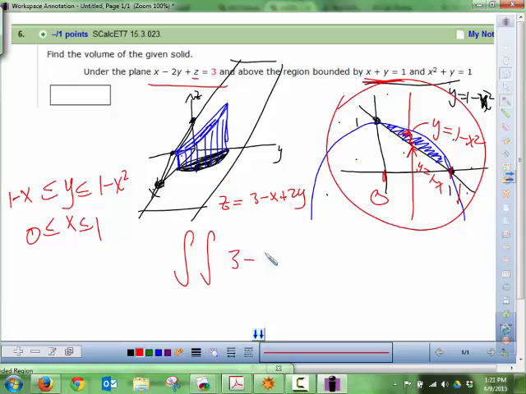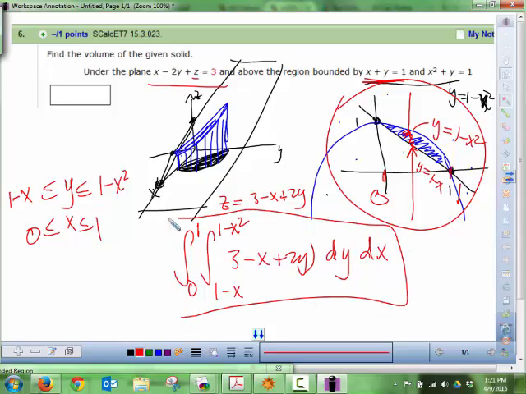Your integrand is 3 minus x plus 2y. You decided that you wanted to integrate with respect to y first, and the limits are from 1 minus x to 1 minus x squared. And then your x goes from 0 to 1. Punch it into Wolfram Alpha and then put in the answer. Okay?